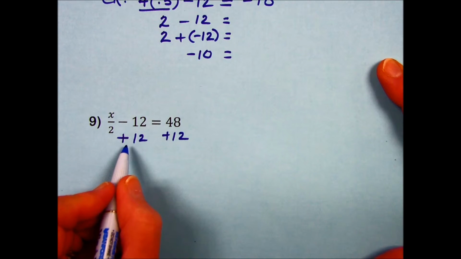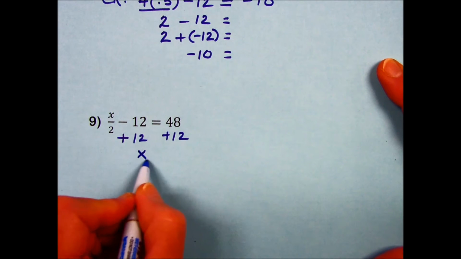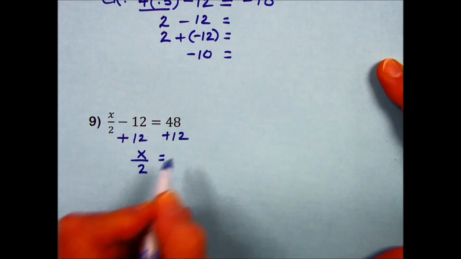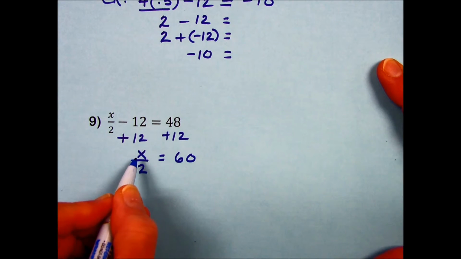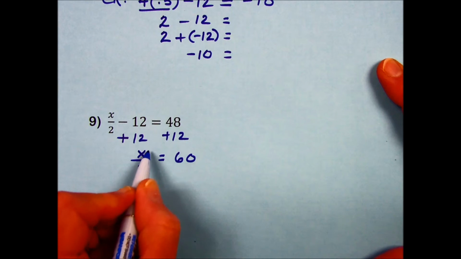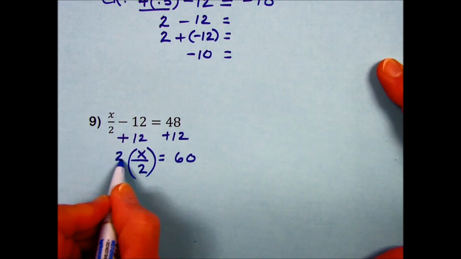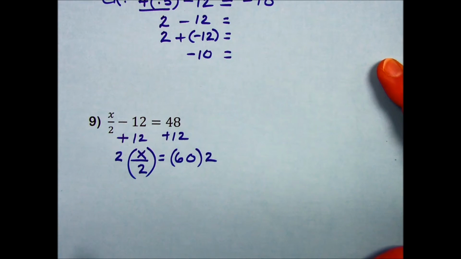12s are gone, leaving a 0. Added to the x over 2 is just x over 2. 48 plus 12 is 60. And returning to the variable, the only operation is a divide by 2. To counter a division, we will multiply. And to maintain equality, both sides get multiplied by that 2.